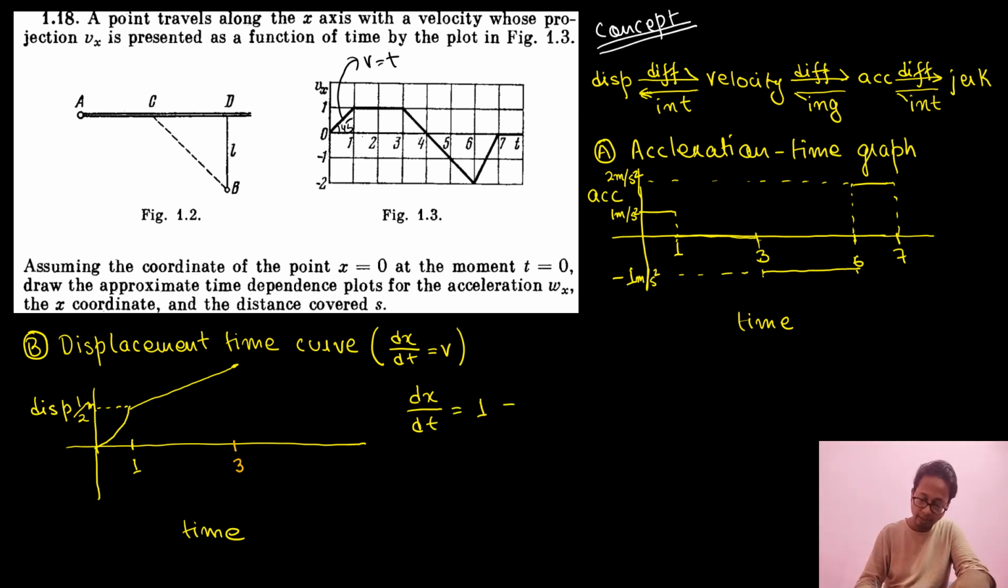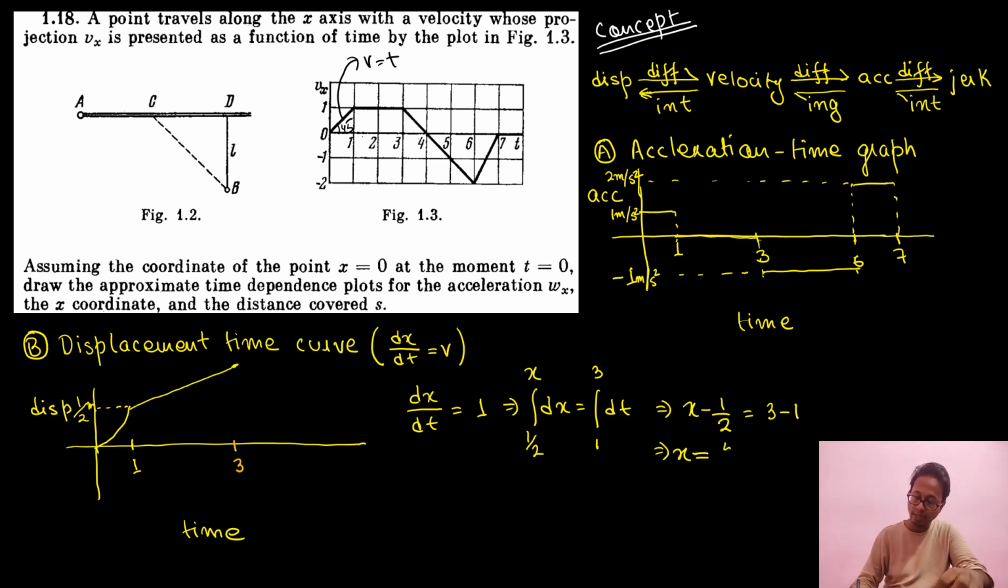Irrespective, dx is equal to dt. So you have to integrate x from half to the unknown value x, and integrate t from 1 to 3. So x minus 1 by 2 is equal to 3 minus 1, or x is equal to how much? 3 minus 1 is 2, 2 plus 1 by 2 is 5 by 2. So x out here is nothing but 5 by 2 meters.